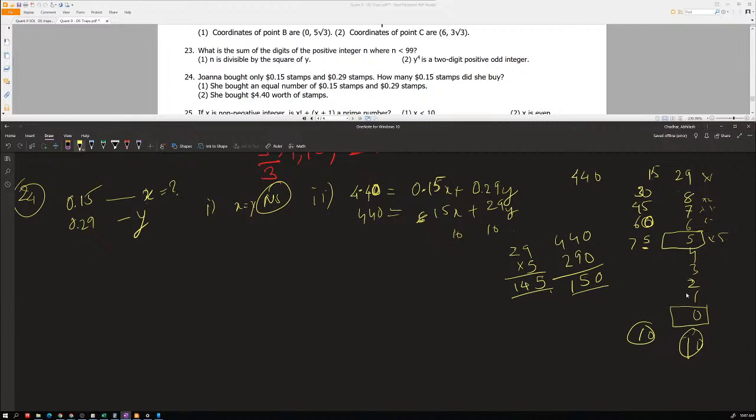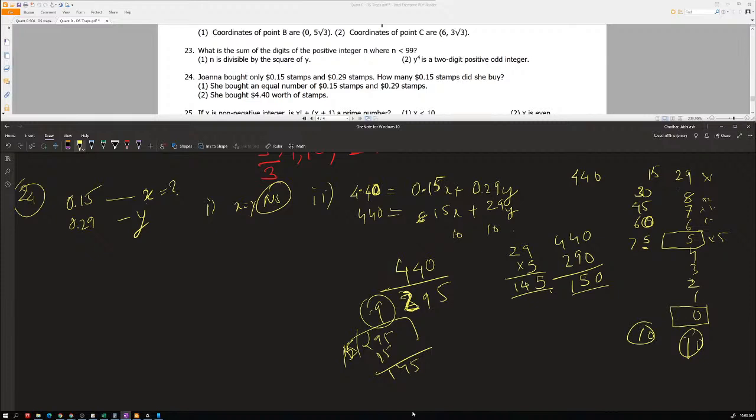Now, is there any other solution? Let's see what happens when it is 145. When this is 145, we have to get 295 here. For getting 295, it should be divisible by 15, and if we divide 295 by 15, we will see that it is not divisible by 15. 15 tens are 150, and 15 nines are 135, so 145 is not a multiple. So this is not the value.